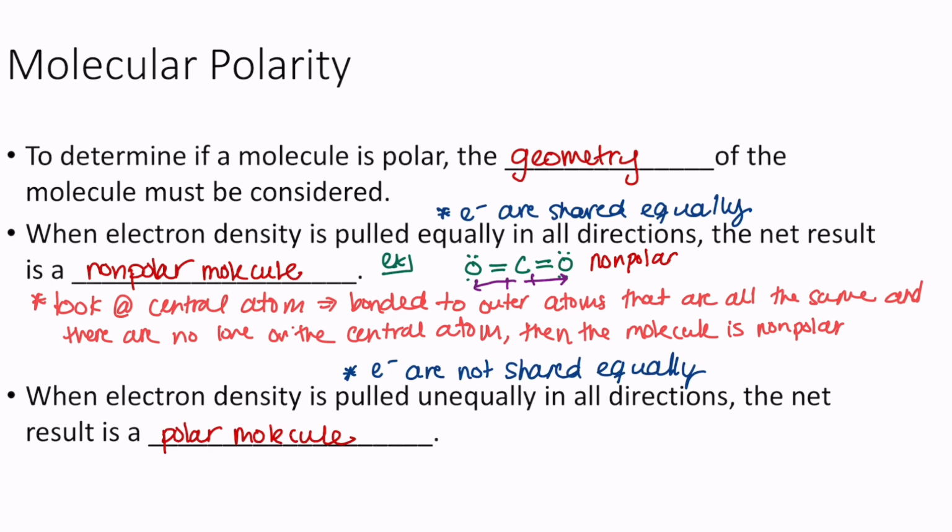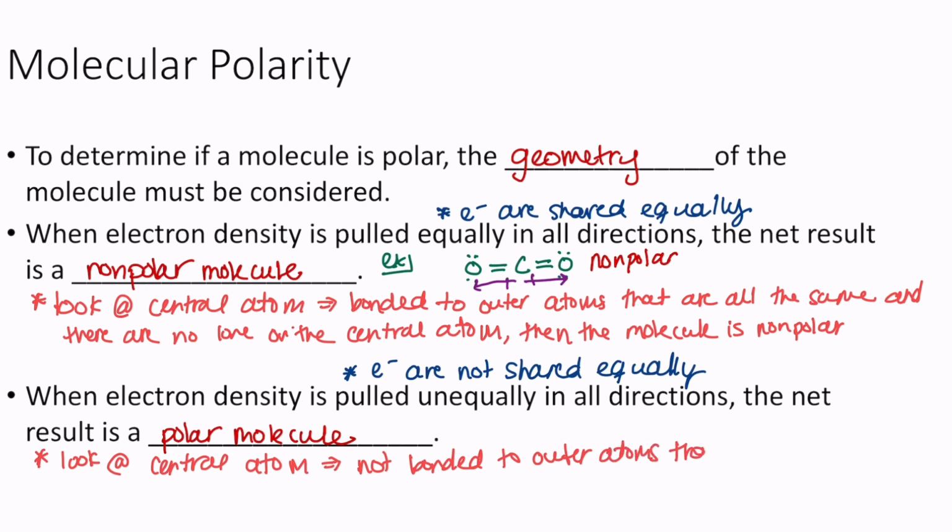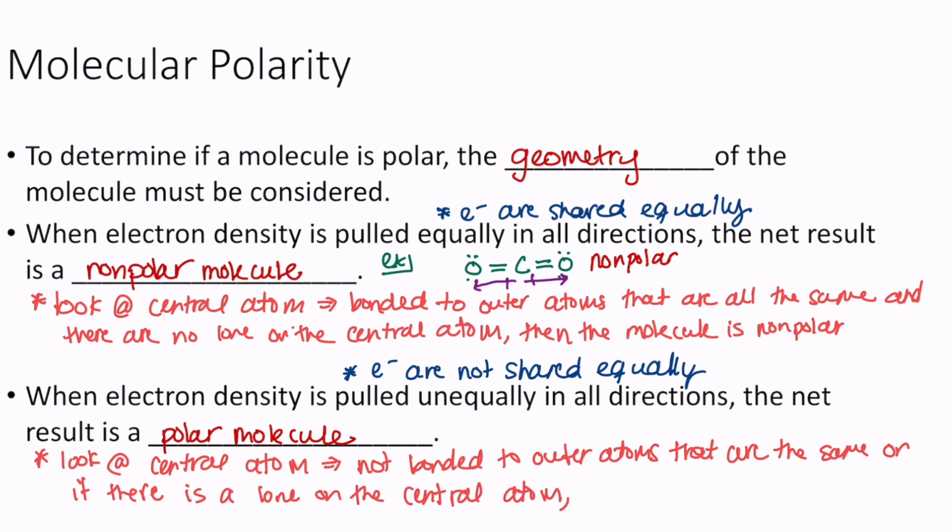If you're looking at a polar molecule, you're going to look at the central atom again. If it is not bonded to outer atoms that are the same, so there are different atoms that it's bonded to, or if there is a lone pair on the central atom, then the molecule is polar.